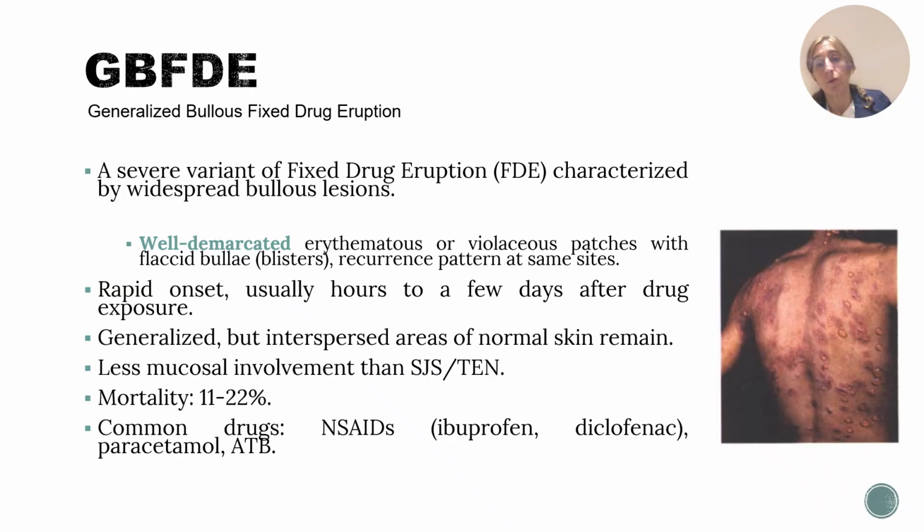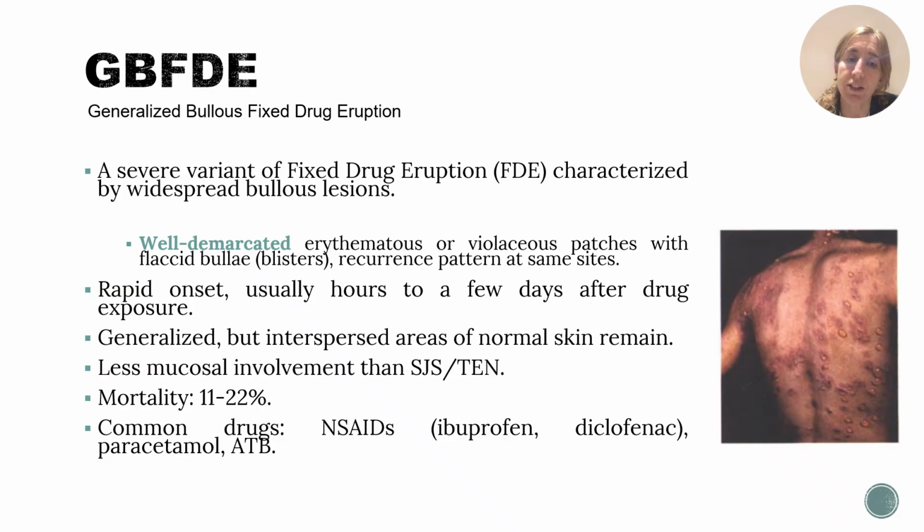And finally, we'll focus on generalized bullous fixed drug eruption. It's a severe variant of the fixed drug eruption characterized by widespread bullous lesions, well-demarcated erythematous or violaceous patches with flaccid bullae, blisters actually, and they have recurrence patterns at the same site. They repeat in exactly the same sites where they have occurred previously, and it's a rapid onset as well, usually within hours to a few days after drug exposure.